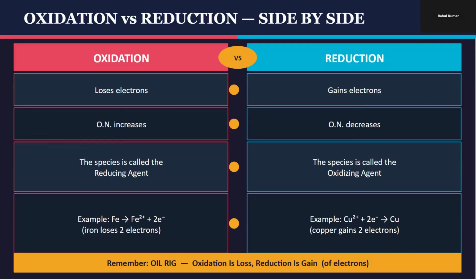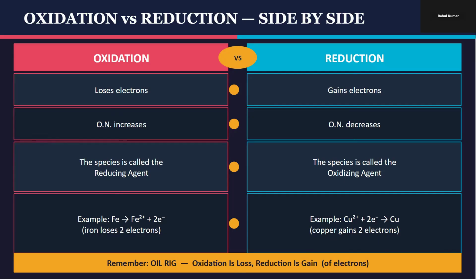Oxidation versus reduction side by side. Oxidation means it loses electrons. Reduction means it gains electrons. In oxidation, because electrons are lost, the oxidation number increases. And in reduction, they gain electrons, so the oxidation number decreases.